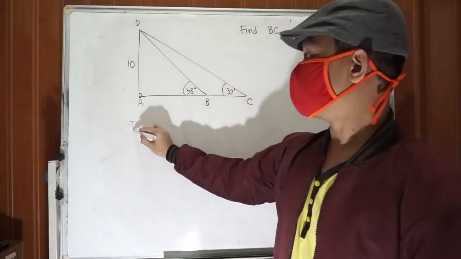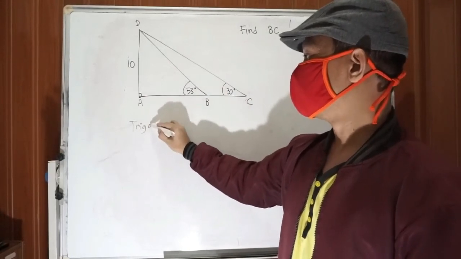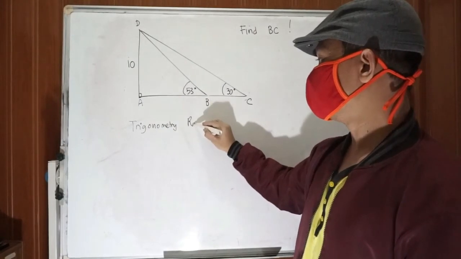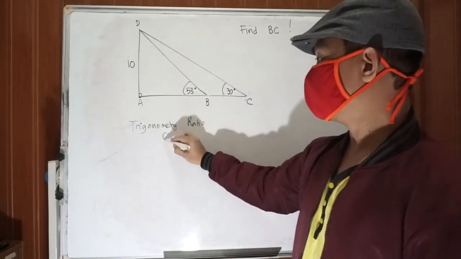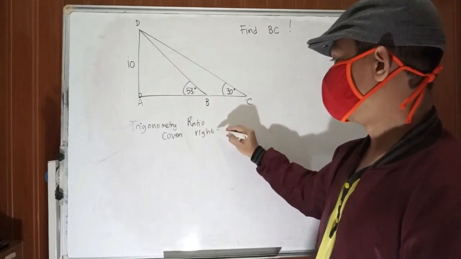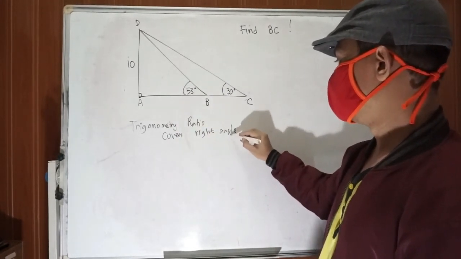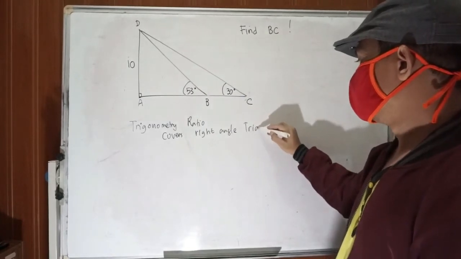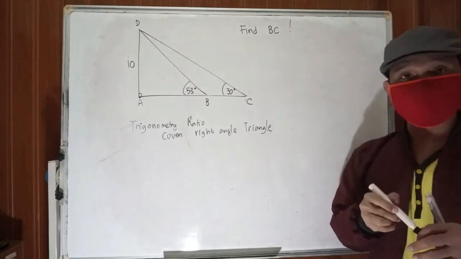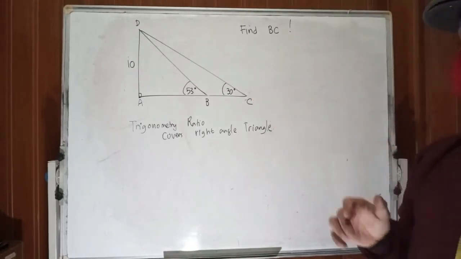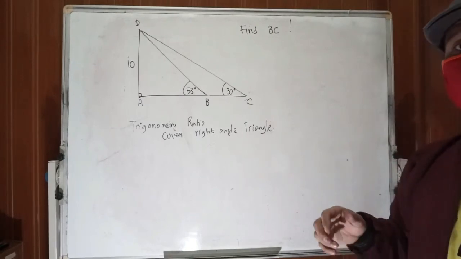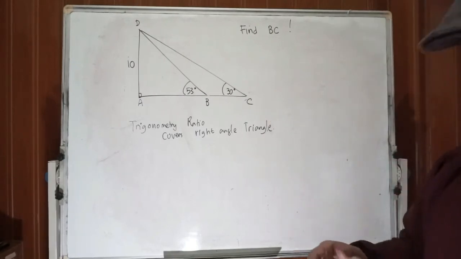Once again, trigonometric ratio covers right angle triangle. Can you guess how many right angle triangles there are here? Correct, there are two. Now we are going to redraw the right angle triangles.